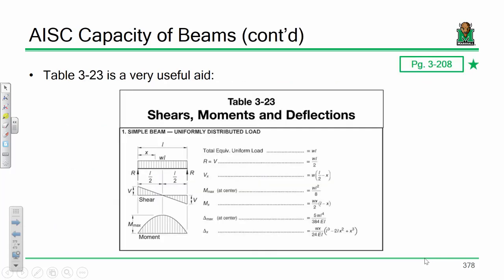I want to boil it down a little bit. Before I get into the spec provisions, though, I want everybody to turn to page 3-208. You're going to look at this page and you're going to go, now I see why Dr. Mike didn't give us this at the beginning of the semester.